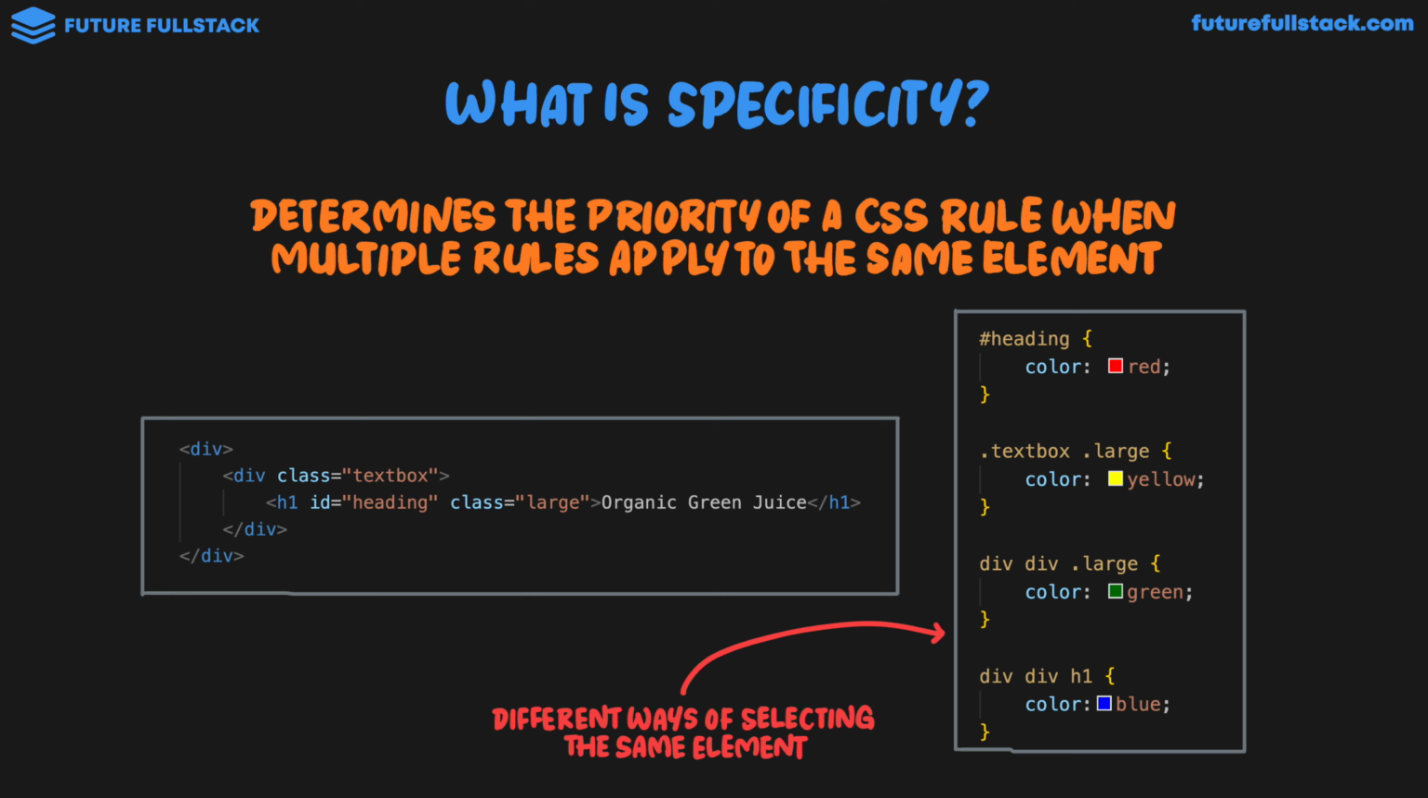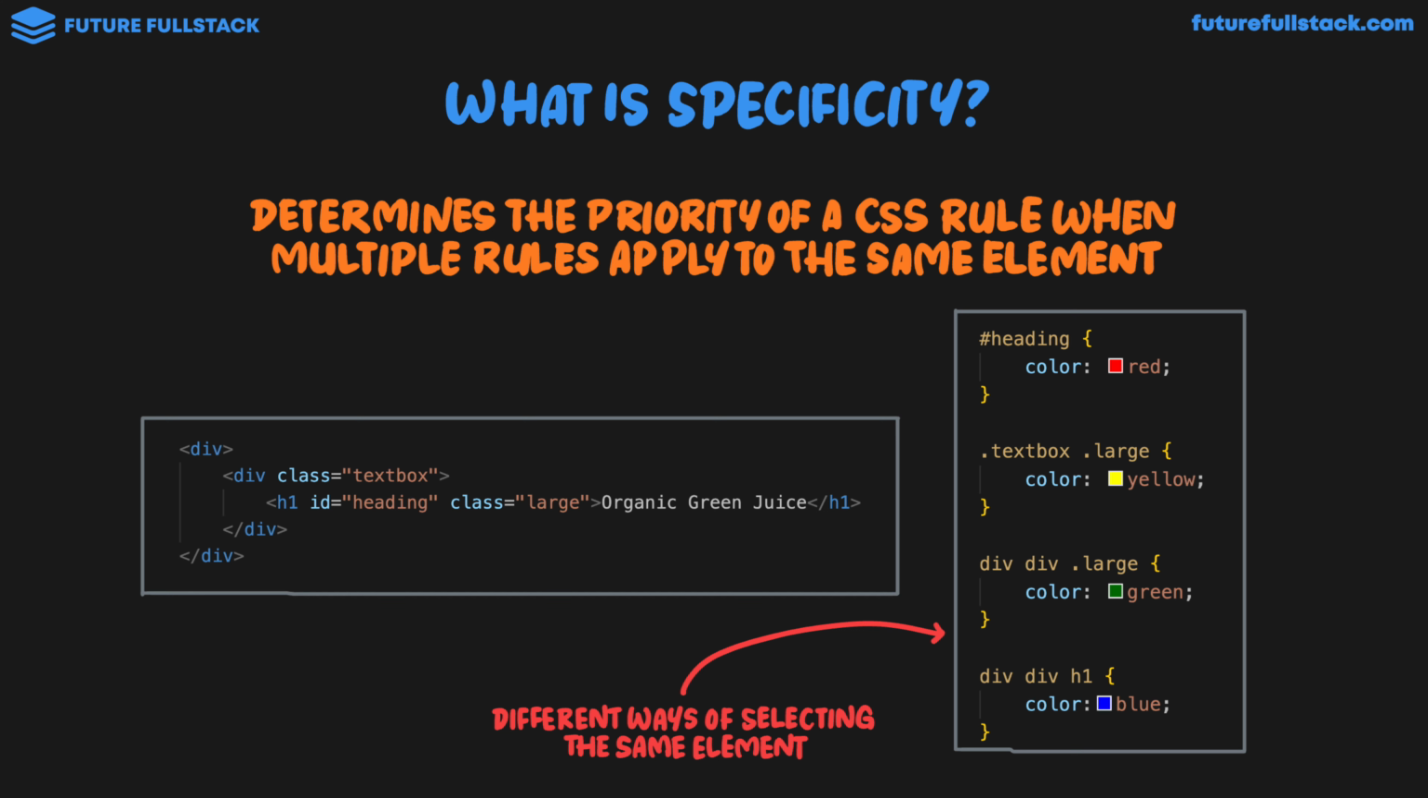The third rule is also using the descendant selector, where we're first selecting the div as the parent using the type selector, then selecting the next div down as the child using the type selector, and then using the class large, which is the grandchild, to select the heading. And the fourth rule again uses the descendant selector, but instead of using the class large to select the heading, we're using the type selector H1.